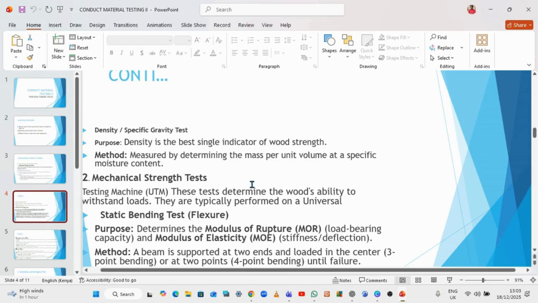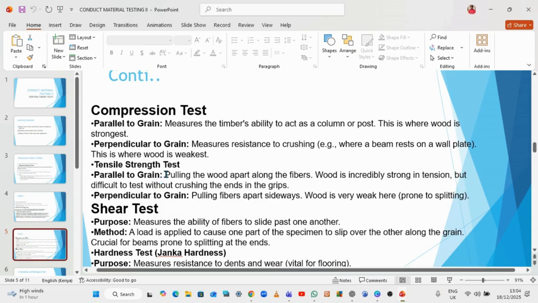Then we are going to check the mechanical strength tests. These tests determine the wood's ability to withstand loads. They are typically performed on a universal testing machine, which is the UTM. Then we have the static bending test. The purpose of the static bending test is to determine the modulus of rupture, the load bearing capacity, and the modulus of elasticity. The method is that a beam is supported at two ends and loaded at center point bending, or at 2 points, until failure. Then another thing we are going to check is the compression test.